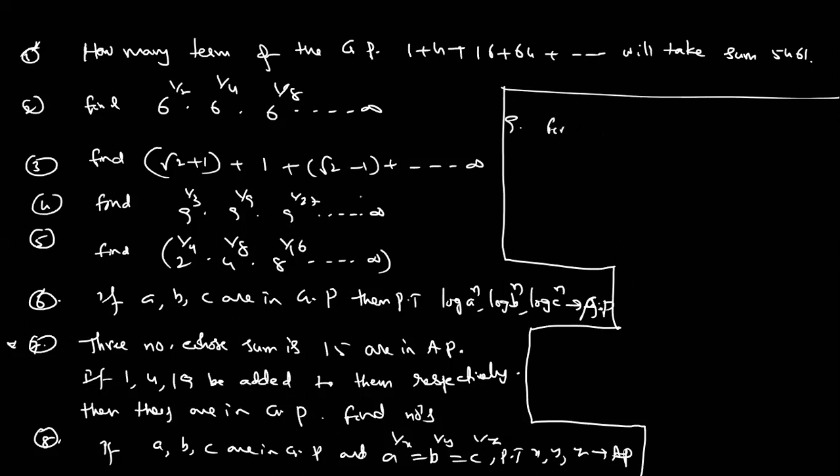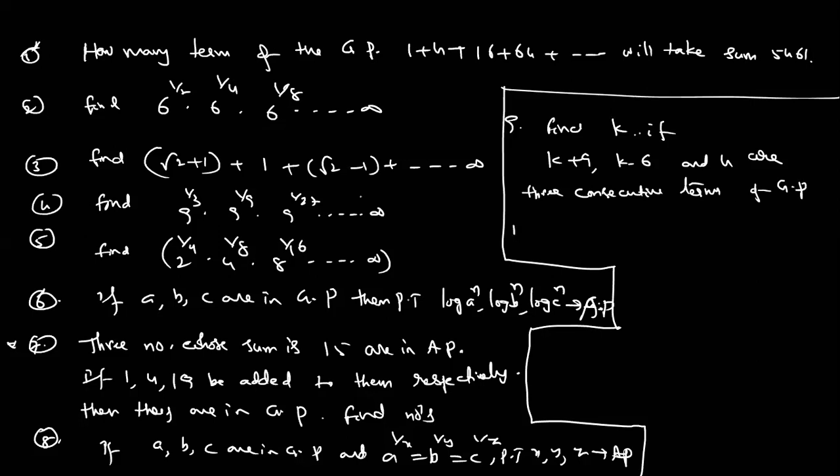Nine. Find K if K plus 9, K minus 6, and 4 are three consecutive terms of a GP. Question number 10.